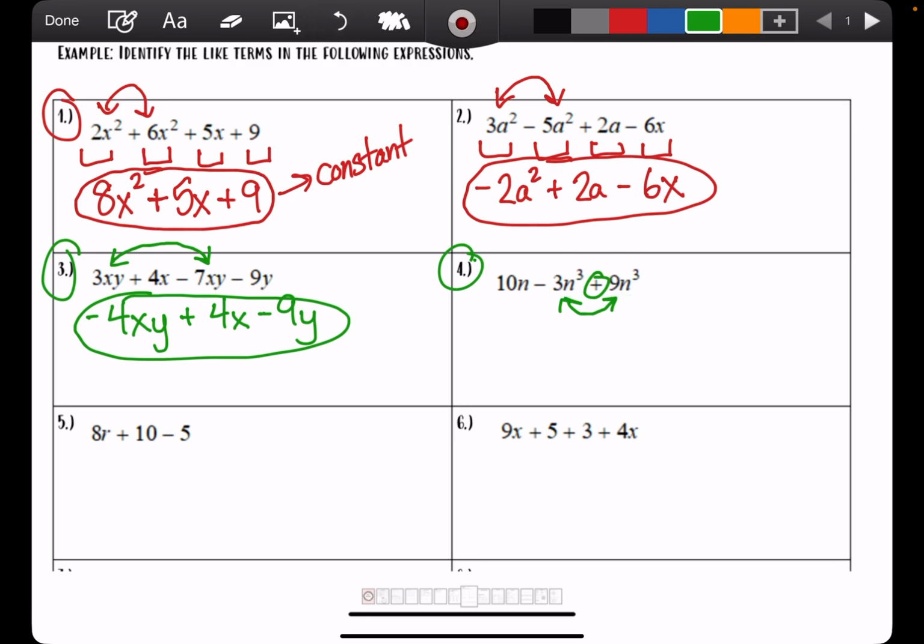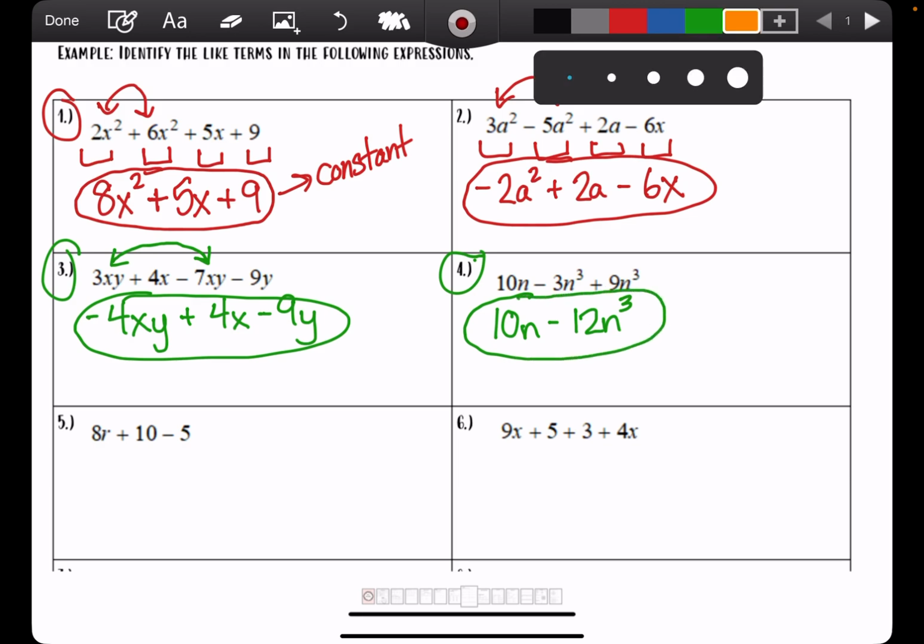Those are both like terms. Let's add those together. 3 plus 9 is 12. So we'll have 10n, we keep the minus sign, minus 12n to the third power. So we've got 10n minus 12n to the third power. Both of these remaining terms have n, but they have different exponents. Because of that, they're not like terms, and therefore we can't do anything further here to combine like terms.